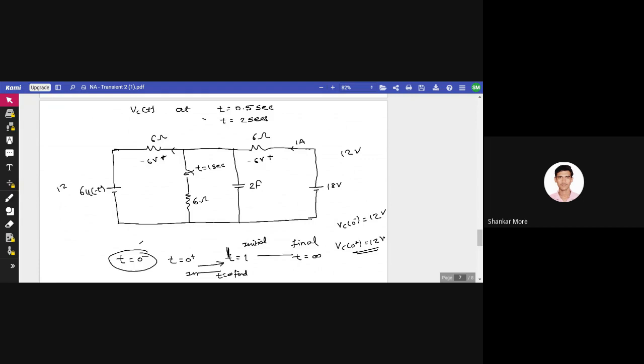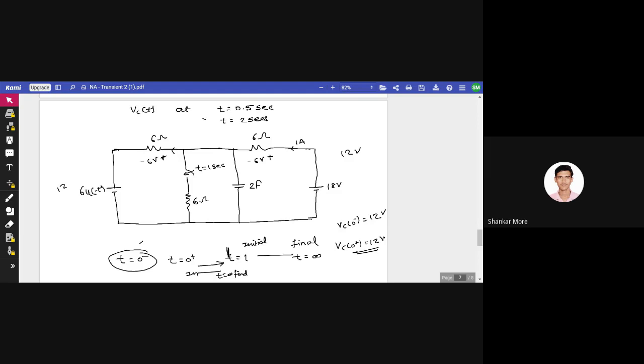Any responses in the chat box or by turning on your mic? Okay, no problem, right? Okay, so this circuit Aditya might not understand because I think he was absent in the previous lecture. Okay, so here we have one capacitor, that is a 2 farad capacitor. There are two voltage sources, 6 plus 2 e raised to minus t, and the second one is 18 volt. So these two voltage sources are there.